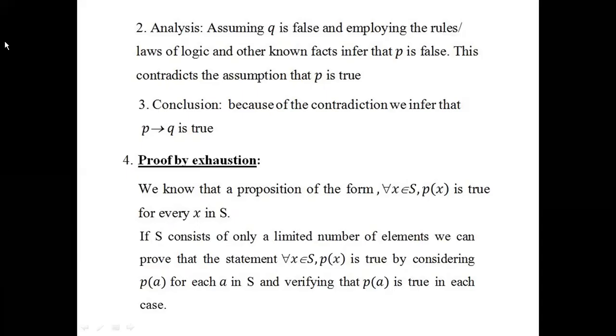So we have to prove for every element x belonging to the universe that P of x is true. Suppose A is the element, then P of A is true, and in each case this should be true. So this gives us the proof by exhaustion. Such a method of proof is called the method of exhaustion.